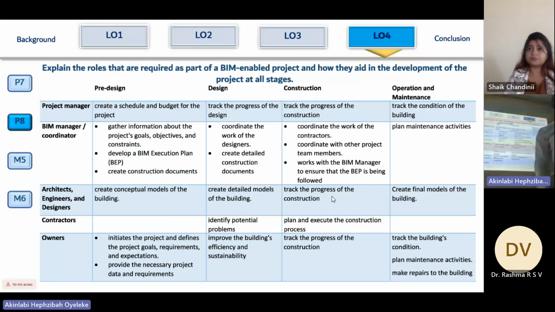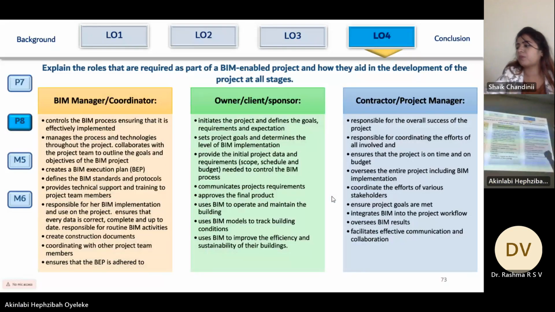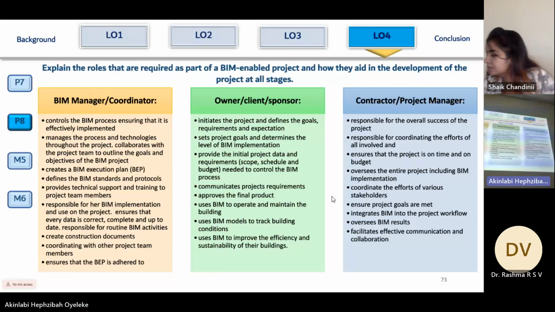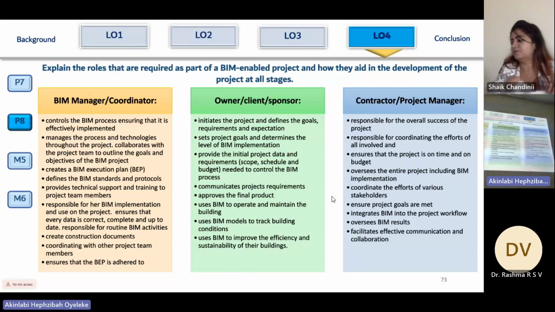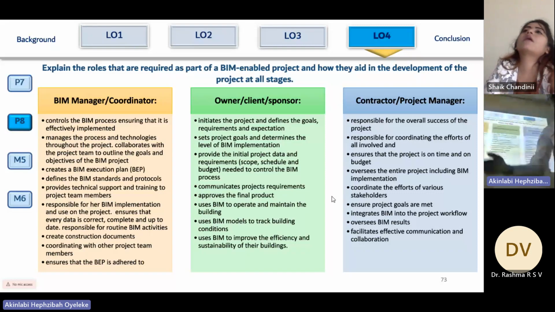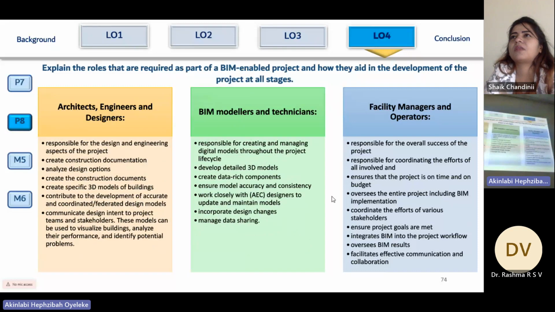These are the key people that are required to execute a BIM project. The BIM manager, the owner or the client or the sponsor, the project manager or the contractor. Also, you have the architects, engineers, and designers, the BIM modelers or technicians. Then you have the operator or manager, who may also be the owner of the project.